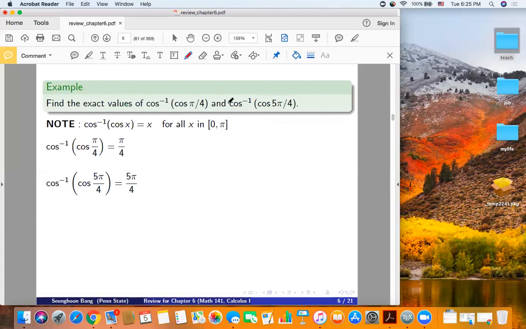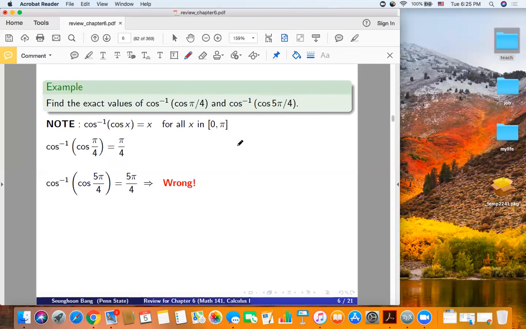What's the second one? This is right? No. Why not? Because 5 pi over 4 is... So like this, what does it mean? Not in the domain. The 5 pi over 4 is not in the domain, don't cancel.